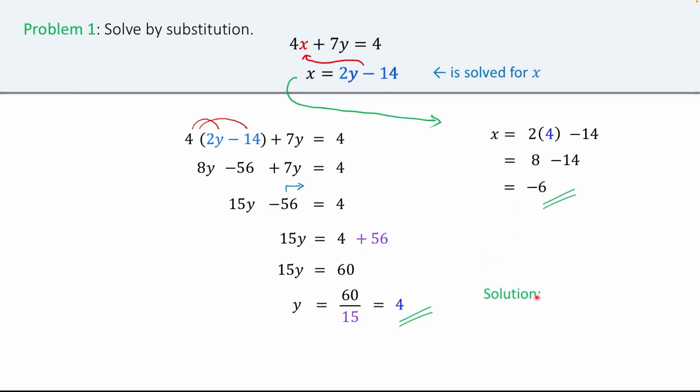So the solution to the system is the x value comma the y value, in parentheses: x is negative 6, y is 4. This is the solution to the system. Since we are substituting this expression for x, we call this method the substitution method.